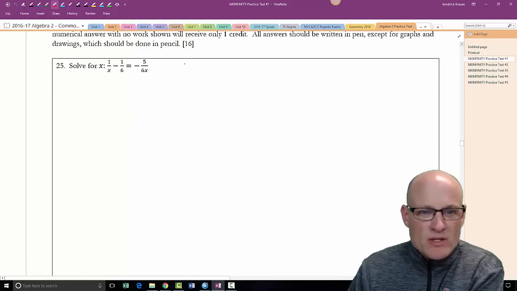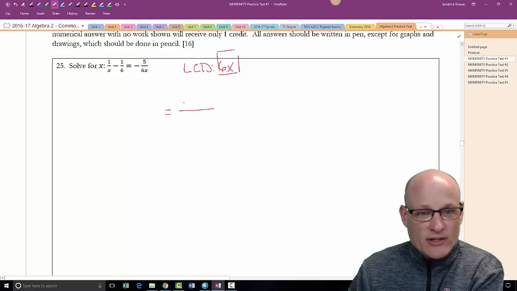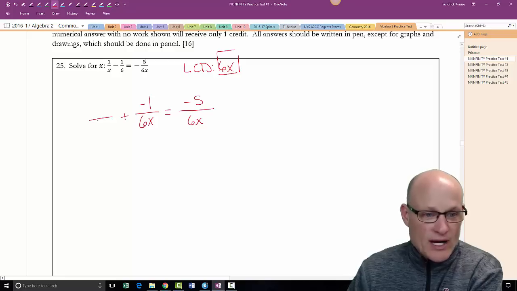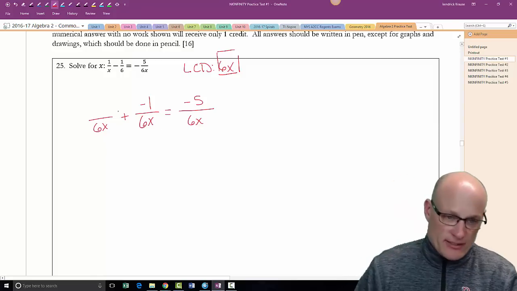Back to work. Lowest common denominator in this case is 6x. So I'm going to convert them all to 6x. The good news is the right side's already 6x. Left side, I'm going to convert everything to 6x. Watch me do this. I'll put this -1 up here and make this a plus. Why am I doing that? Because negatives are a pain in the neck. So I try to be careful with them.